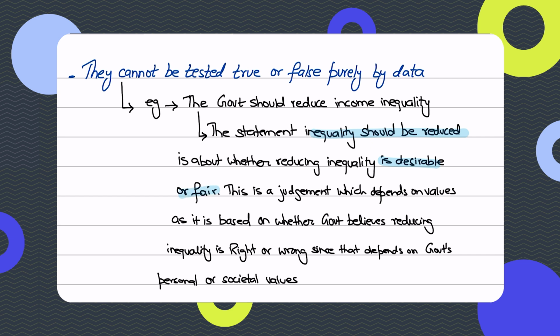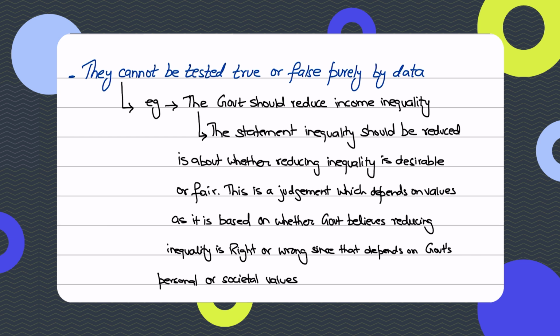Now this is again a value judgment. It is a subjective opinion, which depends on values. For example, let's say our government is, for instance, focused on reducing income inequality these days. It's based on what the government believes, right? It's opinion based. It believes reducing income inequality is the right thing to do, since that depends on the government's personal or societal views. For example, this government believes that we should reduce income inequality, while the previous government believed maybe we should focus on the balance of payment crisis that we're having.